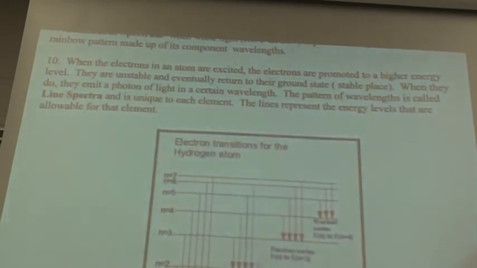How do they know the elements on Uranus? They looked at the line spectra of the gases being emitted by Uranus, and they decided what it's made of. It's like a fingerprint for an atom. Every single atom has its own line spectra.